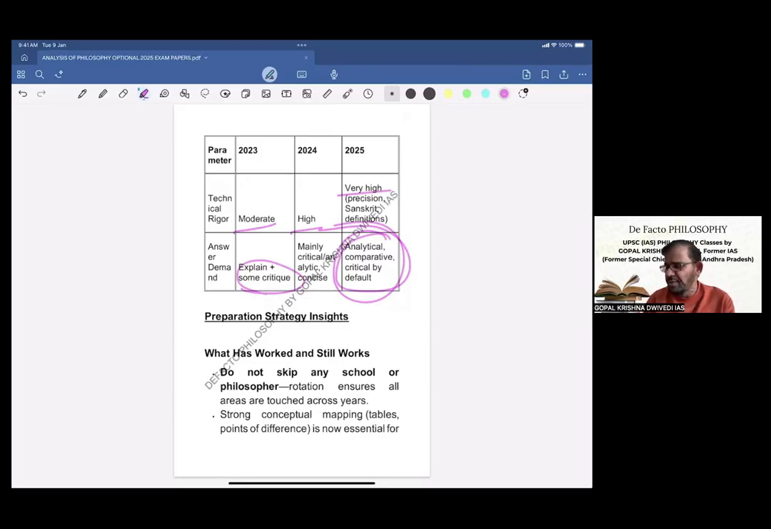Now, what should be the preparation strategy in view of this kind of question paper? The first point is, do not skip any school or philosopher, because usually questions are asked from almost all schools, all philosophers, all topics. There are 20 topics, so all 20 topics are covered. Rotation ensures all areas are touched across years. Then strong conceptual mapping, tables, and points of difference are now essential, because usually they ask for differentiations or comparisons. Unless that kind of clarity is there, you will not be able to answer.